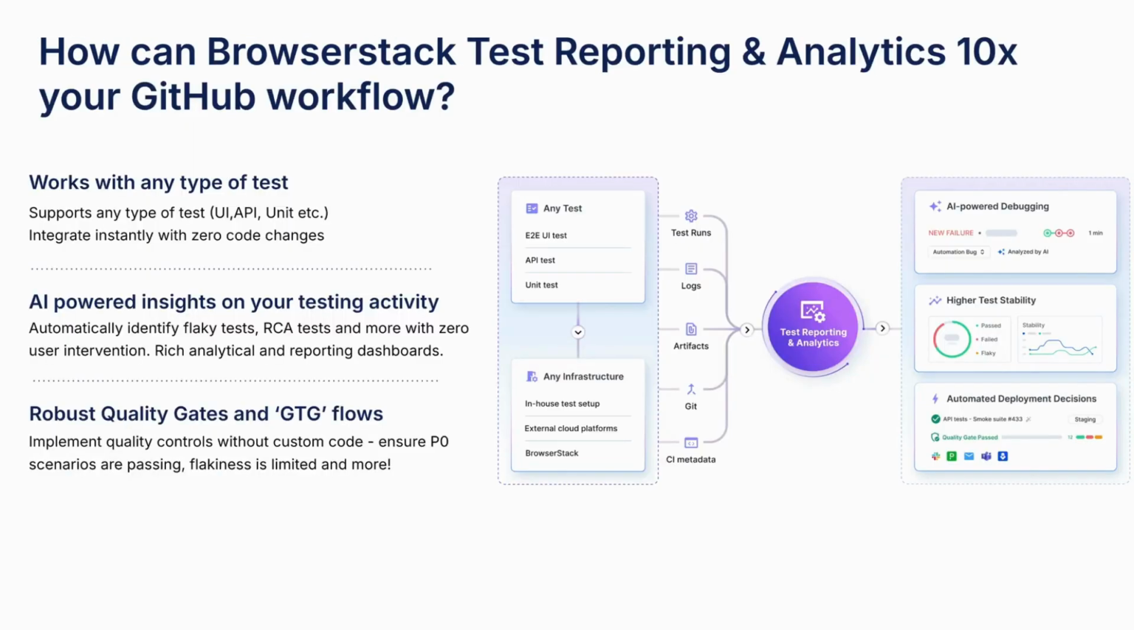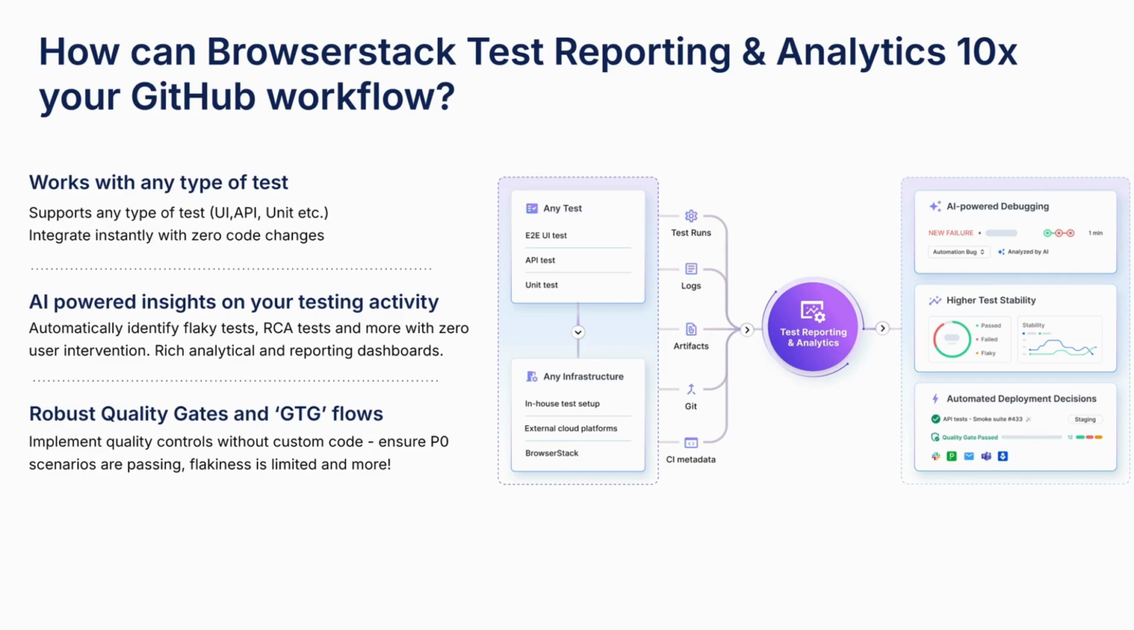Now, how can BrowserStack Test Reporting and Analytics 10x this workflow in GitHub? Firstly, Test Reporting and Analytics is an all-in-one reporting, debugging, monitoring, and analytics platform for any kind of test, even if they don't run on BrowserStack. So you can bring in UI, API, and unit tests and have them all integrated in one single platform for end-to-end traceability. And what you're able to get is AI-powered insights on your testing activity, so we're able to automatically identify flaky tests, RCA them, and more with zero user intervention. And you get rich analytics and reporting dashboards out of the box.